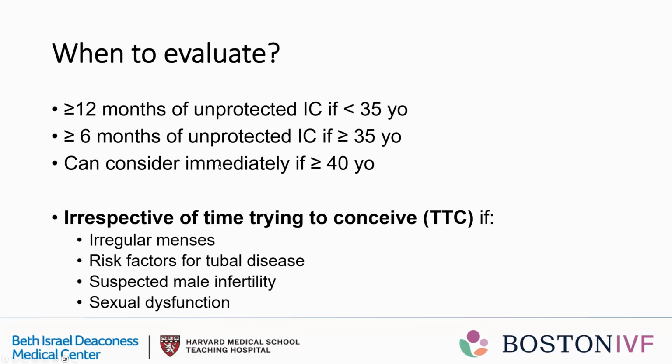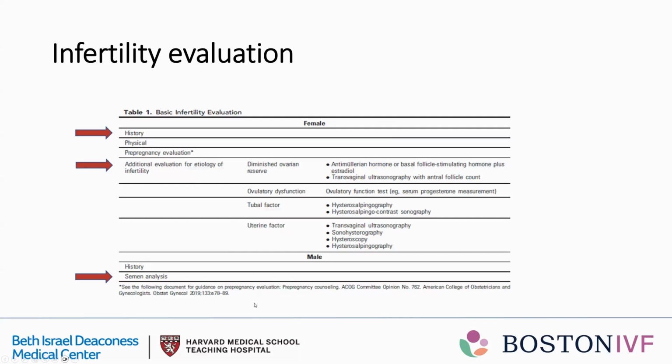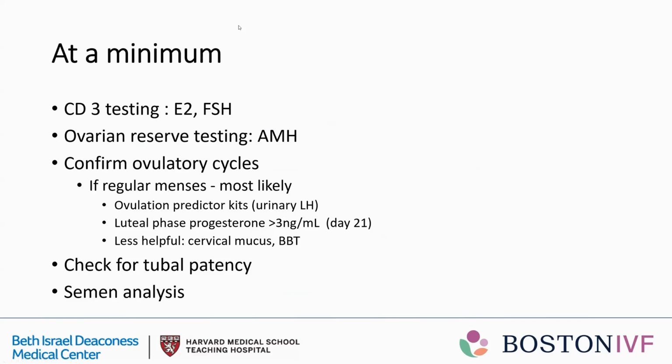In terms of the evaluation, there is an ACOG committee opinion on the infertility workup for the women's health specialist. Their table 1 summarizes all the tests, and so I listed them here so they're more clear. But at a minimum, it is recommended to get testing on cycle day 3. It always says cycle day 3, but it can be done anywhere between day 2 to day 4. We get an estradiol and an FSH, and check their ovarian reserve via an AMH, or the anti-Müllerian hormone.